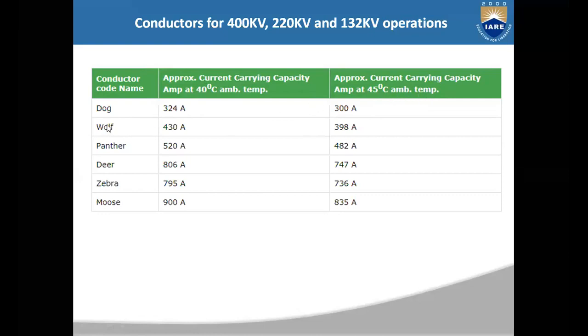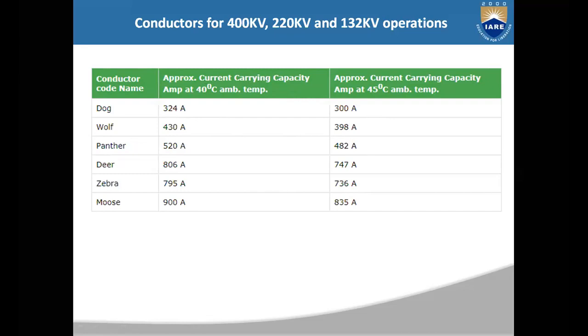So actually we have not considered this volt. So Panther we have. The Panther conductor has a 520 amperes current capacity at 40 degrees centigrade, and at 45 degrees centigrade it will be 482 amperes. For Zebra it is 795 amperes at 40 degrees and 736 at 45 degrees centigrade.